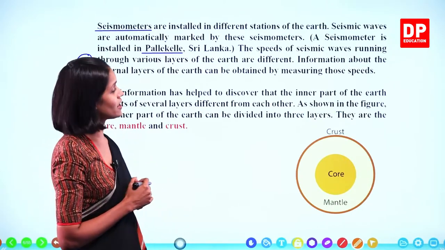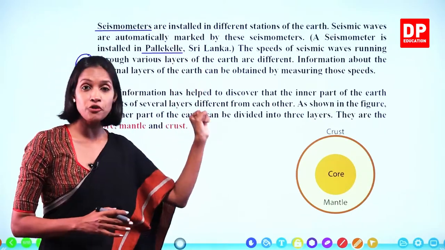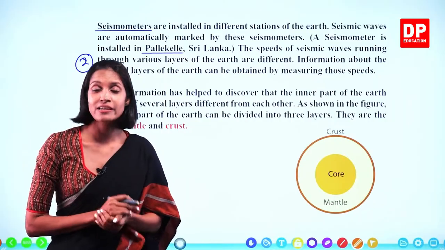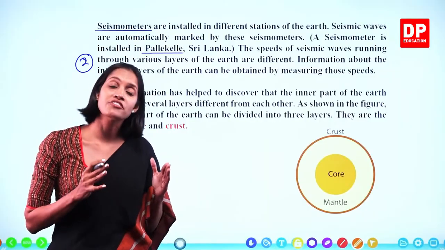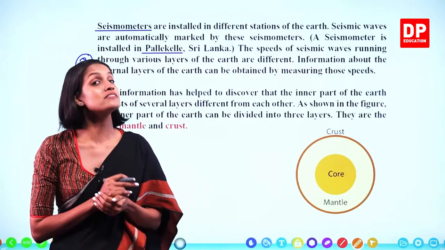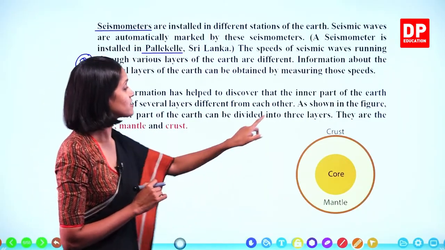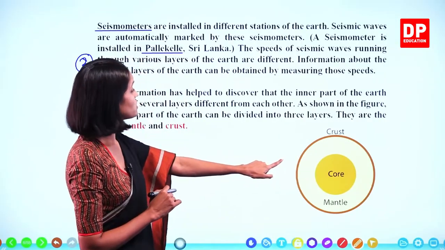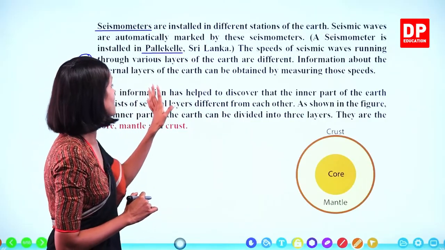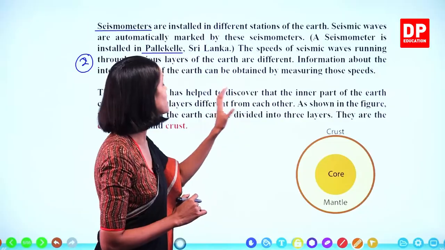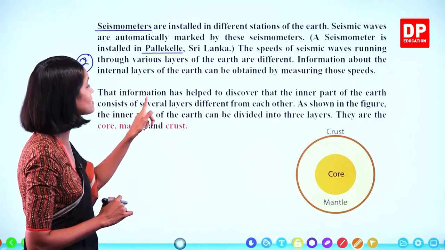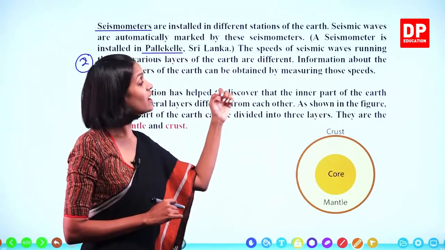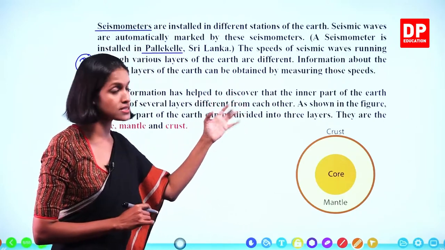Okay, children? Right. So after studying all this information, these geologists have come to a conclusion that the earth is made up of three layers. What are the three main layers? The crust, mantle, and the core. Right, children? So that information has helped to discover that the inner part of the earth consists of several layers different from each other. Their structure and their composition is different, right?